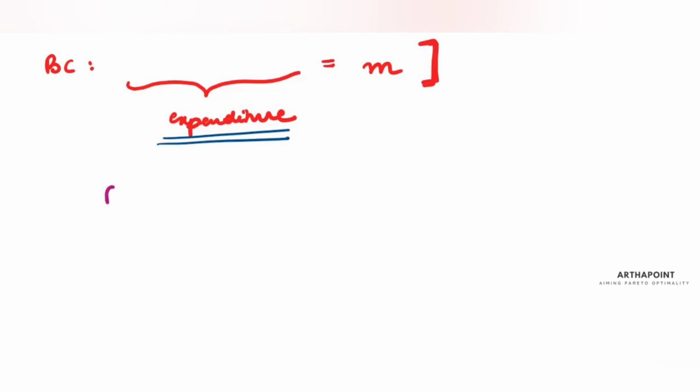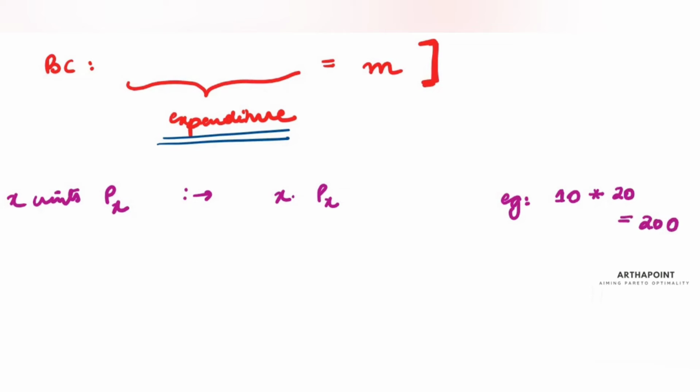Let the price of good X be Px. Let us go ahead and buy X units of good X. So the expenditure that I will be doing is X into Px, where I am buying X units, each at price Px. It is like saying that suppose I buy 10 units of good X, and each unit I buy at a price of 20, I am spending 200 rupees on good X. This is my expense on good X.